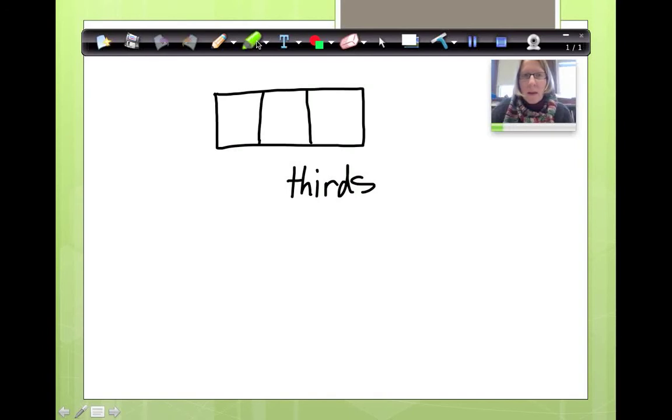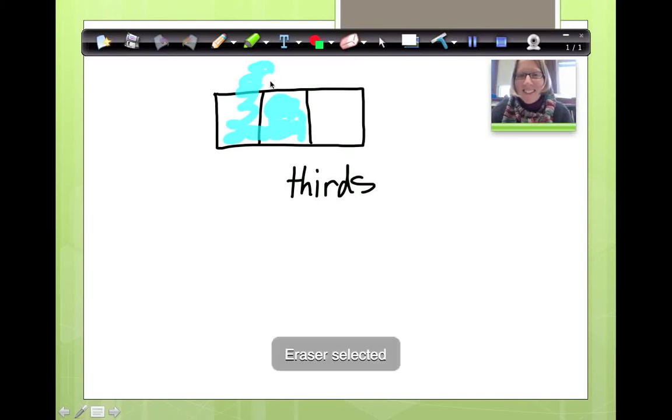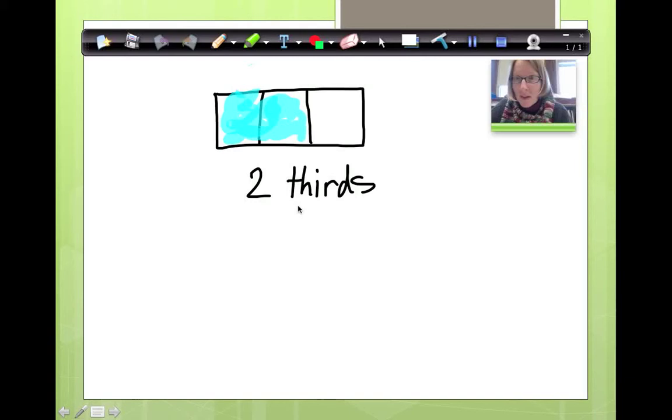Now, what color did I pick? All right, turquoise today. So what if I shade in 2 boxes? Whoa, goodness gracious. When my marker gets away from me, I lose track of where it is. All right. Now, how many parts do I have shaded? 1, 2. So, I have 2/3 shaded, right?